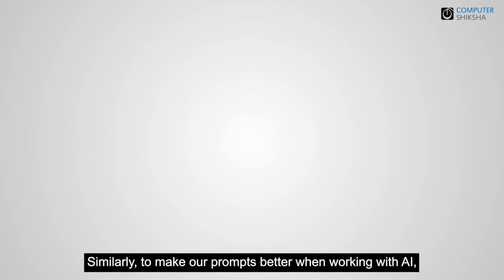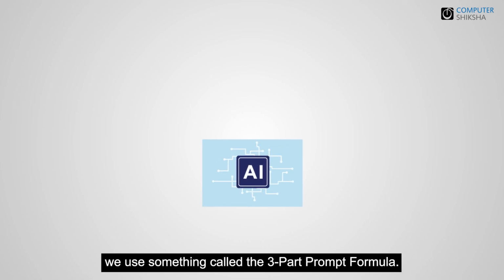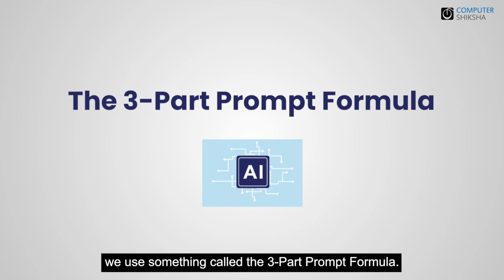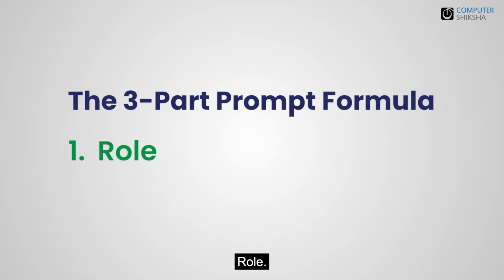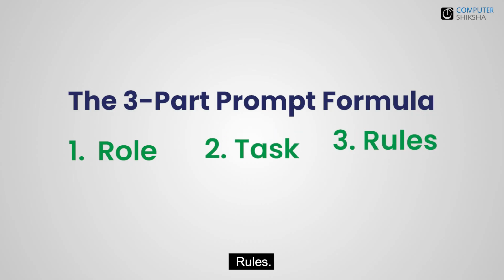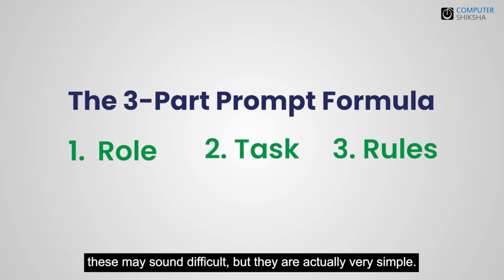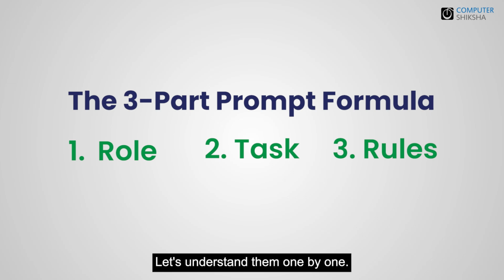Similarly, to make our prompts better when working with AI, we use something called the 3-part prompt formula. This formula has 3 parts: role, task, rules. Don't worry, students. These may sound difficult, but they are actually very simple. Let's understand them one by one.